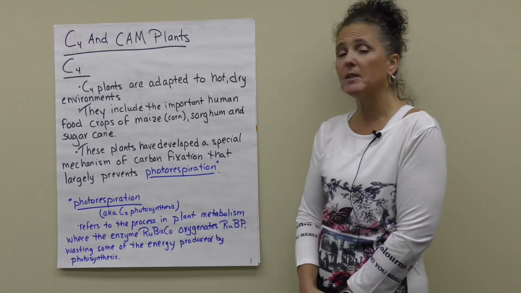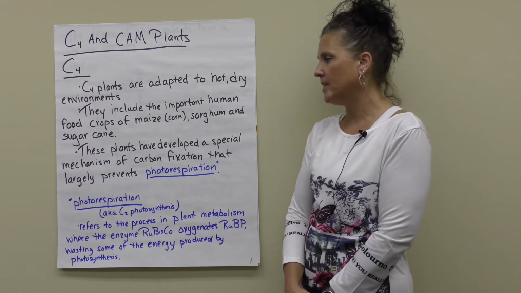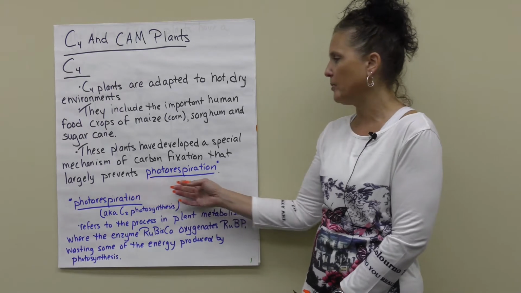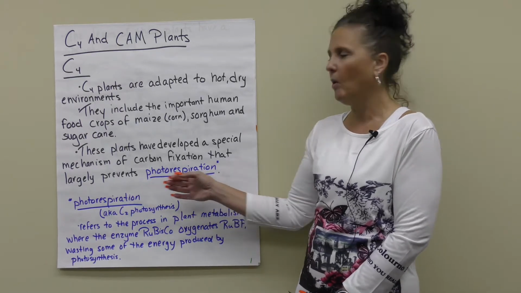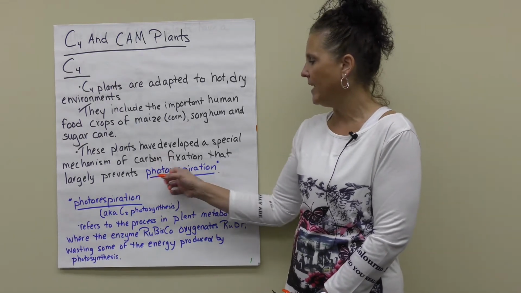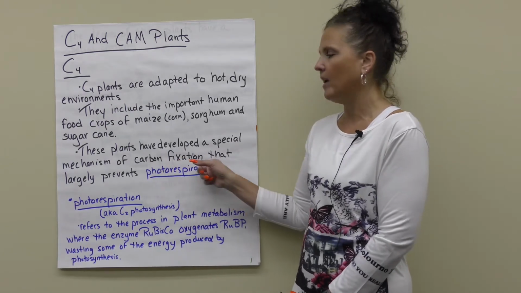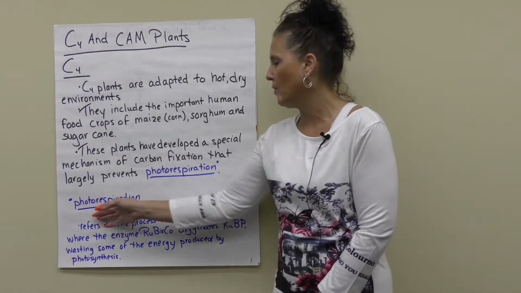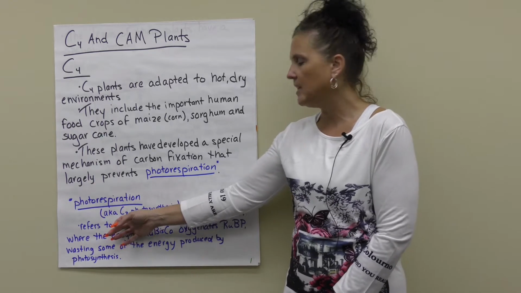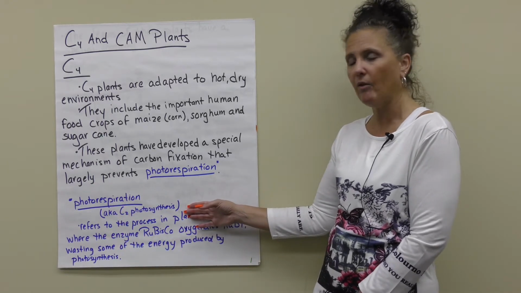Those plants have developed a special mechanism of carbon fixation that prevents photorespiration. And so I didn't know if you knew what that meant. You know, photo means light, and respire, we're talking about breathing. But let's look at the definition for photorespiration, right? That's our C3 photosynthesis that we've looked at in other videos.